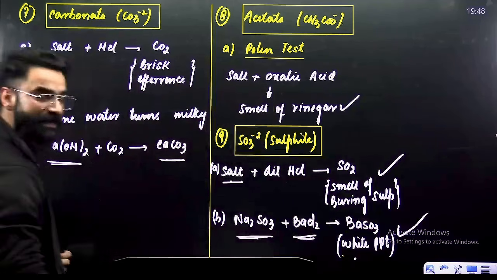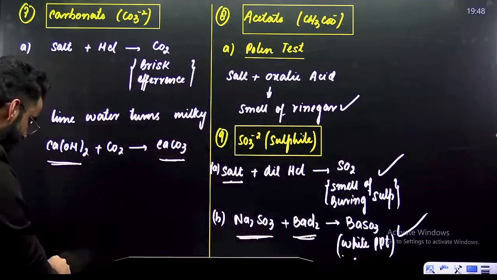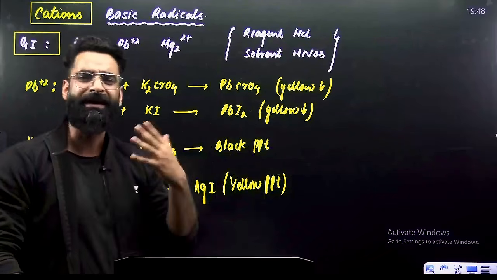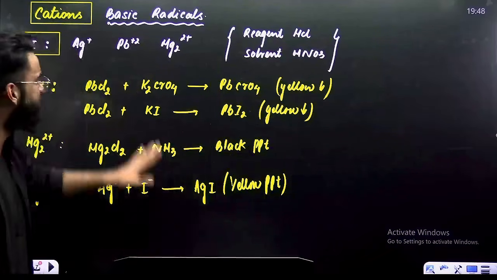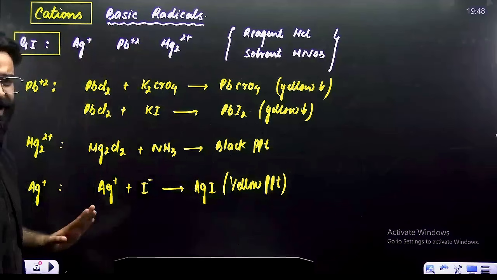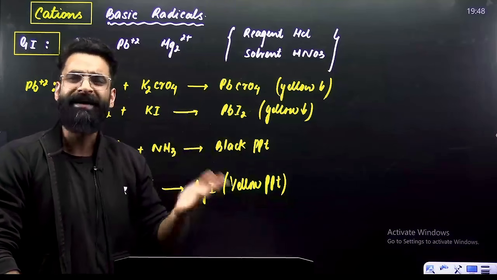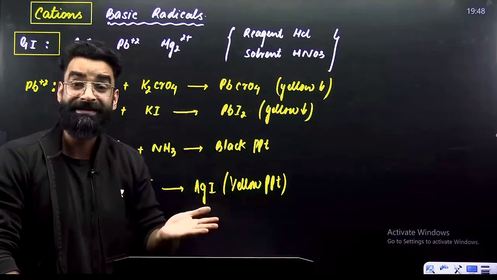You again get white precipitate, that is your BaSO3. Okay. Similarly, these were your anions. Now let's talk about the tests for the cations. My dear students, your cations are called basic radicals, and there are groups like group 1, group 2, group 3, group 4, group 5, right? Even the zero group, perfect for the cations, right?